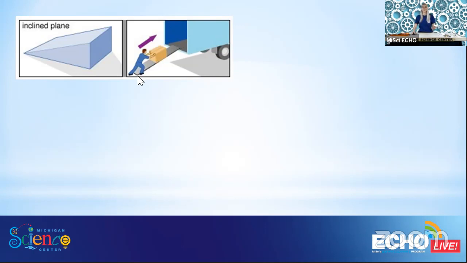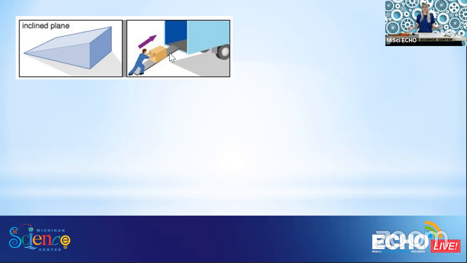There's a good example of this. We have a mover pushing a box up into a truck, right? So rather than having to lift that heavy object up into the truck only using the power of your own body, this mover is actually able to move that box up the ramp or push it up the inclined plane to make that job easier.